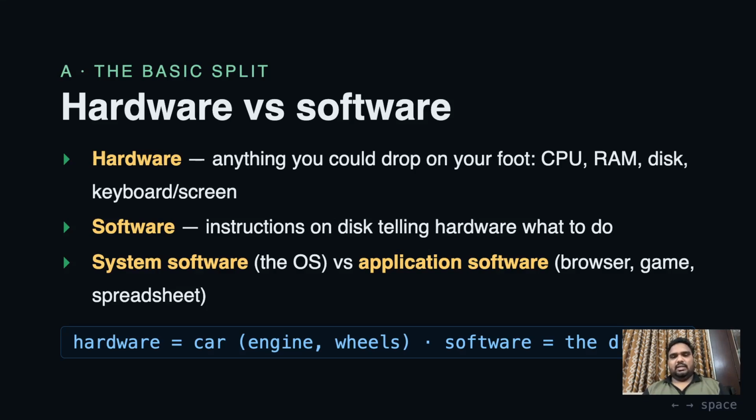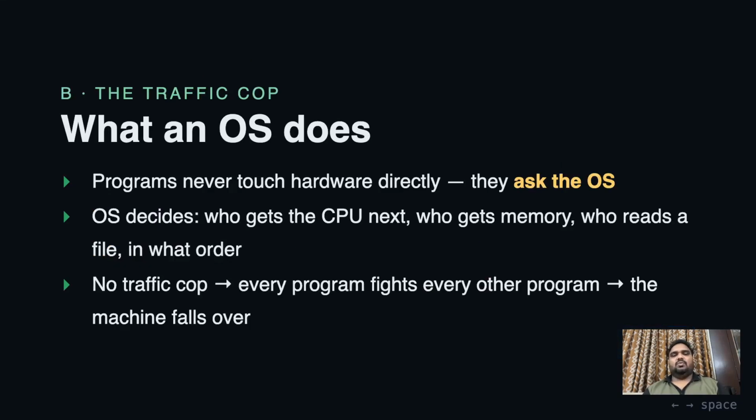Software is different. It's instructions stored on a disk that tell the hardware what to do. And there are two kinds of software. System software, that's the operating system itself, the thing running in the machine. And application software, the things you actually use: a browser, a game, a spreadsheet. Here's the analogy I want you to keep. Hardware is the car, the engine, the wheels, the dashboard. Software is the driver giving instructions. A car with no driver, no matter how powerful the engine, goes nowhere. That's the relationship.